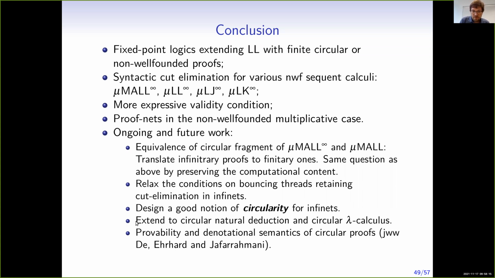And finally, two directions: extend circular proofs to natural deduction and lambda calculus, and not only stay with sequent calculus. The work on proof nets is also a basis for this direction. And study provability and denotational semantics for circular proofs, which is ongoing work with Abhishek for provability semantics, and Tomarer and Farzad Jafarahmani for denotational semantics of circular proofs.